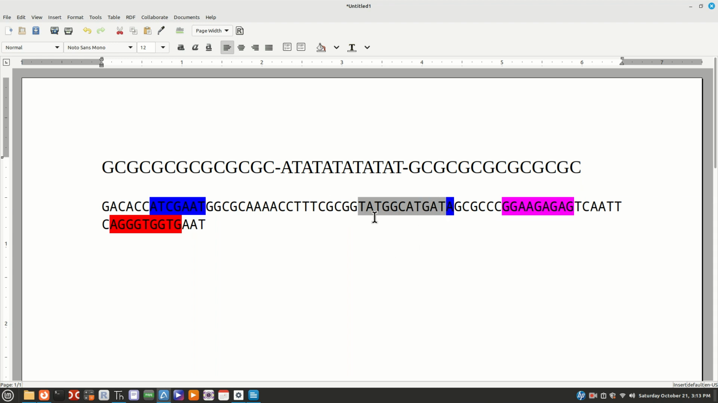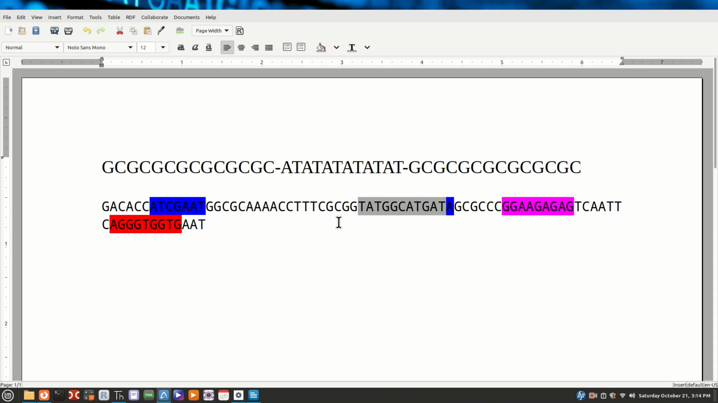How many are here? 1, 2, 3, 4, 5, 6, 7, 8, 9, 10, 11, 12. So here there are 12, and 1, 2, 3, 4, 5, 6, 7, 8. 8 out of 12 are AT. So that might be considered our high AT region. And what do we find next to it?